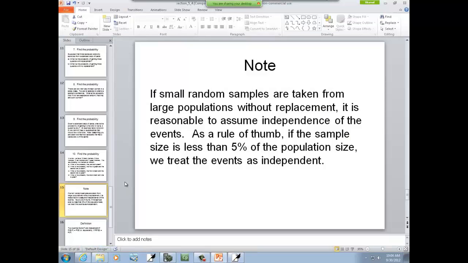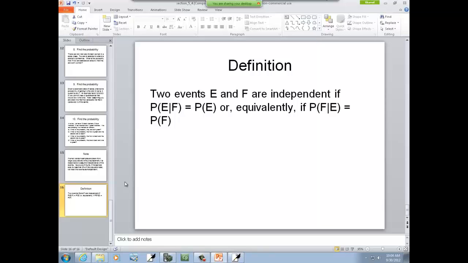Now the last thing, they say two events E and F are independent if probability of E given F is equal to probability of E, or equivalently, the probability of F given E is equal to probability of F. They'll give you some problems where they will ask you if E and F are independent. Well, all you do is find the probability of E given F, and then you find the probability of E. And if they're equal, then that means they're independent. So nothing real exciting there.